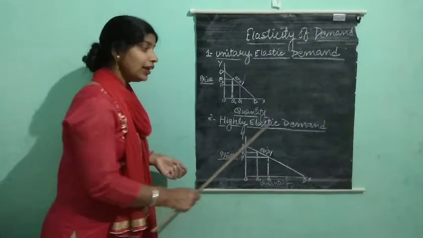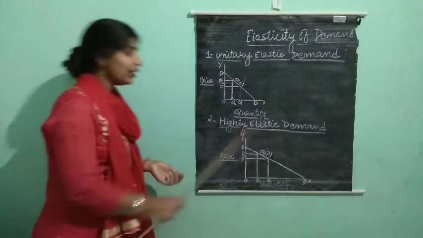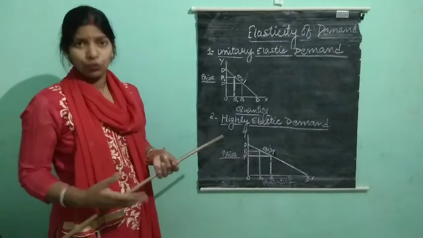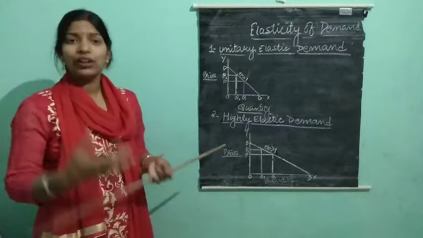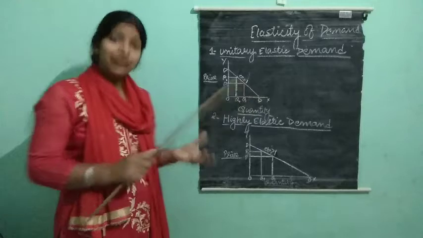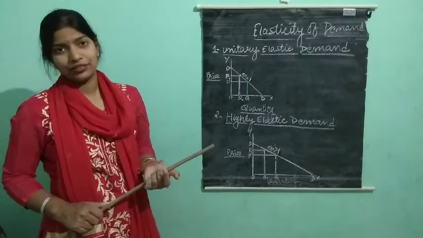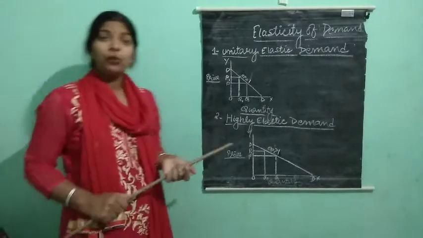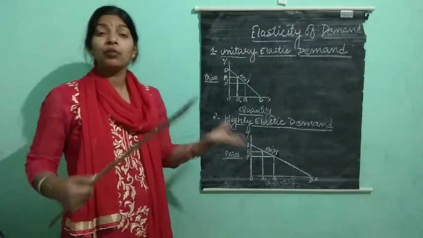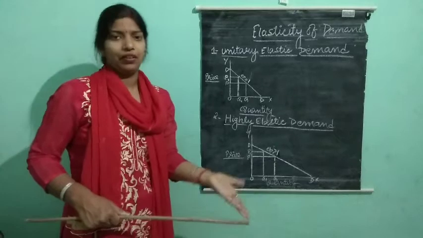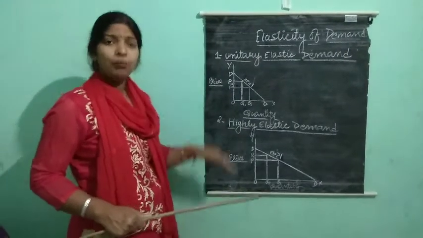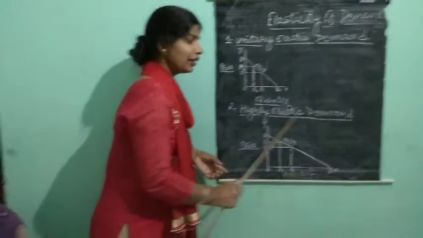Now we are doing the second. This is highly elastic demand. Highly elastic demand refers to the ratio. All of you can understand in a very simple way. It means change in quantity demand exceeds change in its price. Let's suppose if there is change in price 10%, change in quantity demand will be more than 10, maybe 15, maybe 20, more than percentage change in price. This is called highly elastic demand.